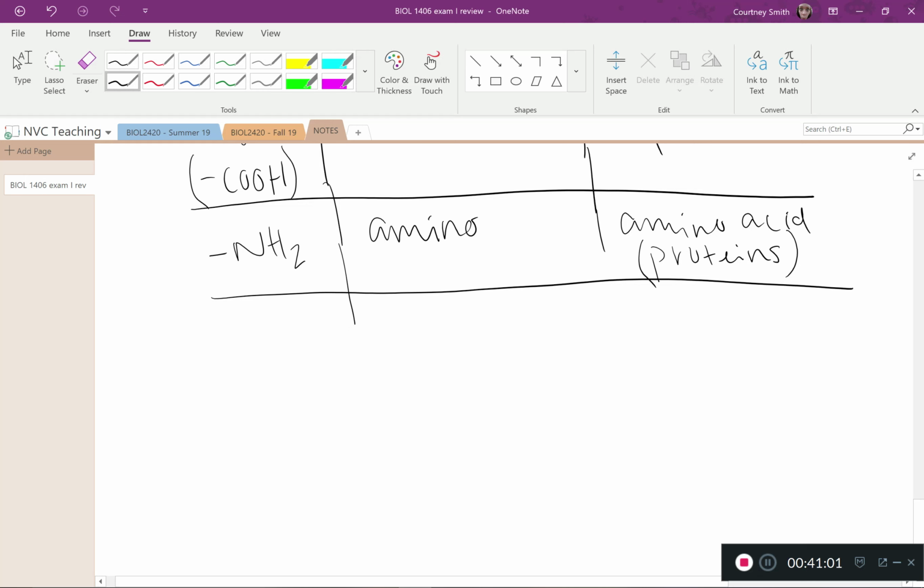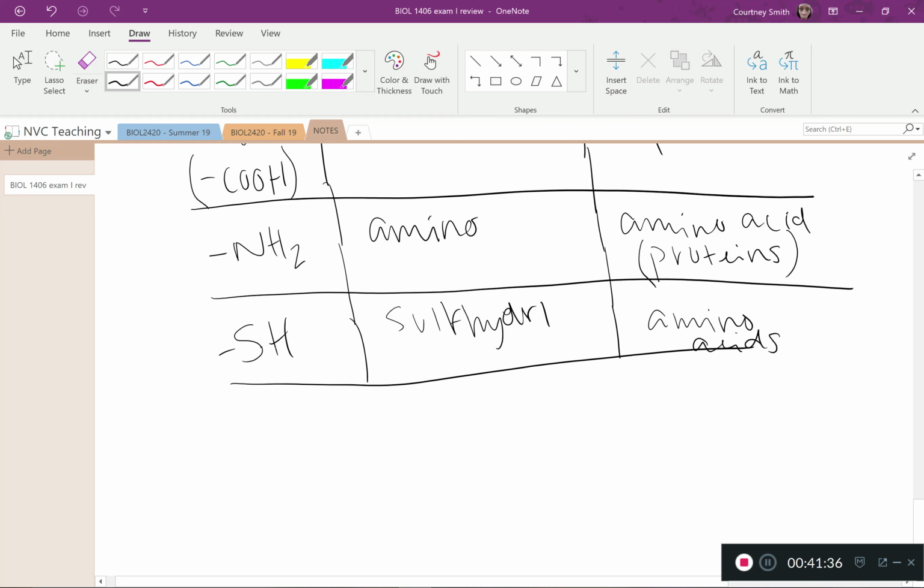And then two more. So we have the sulfhydryl. So this is the S, the SH. So he has sulfur. Actually, I'll go back and talk about that a little bit later. So we have the sulfur group. He is found in amino acids. Okay, and lastly is the phosphate.